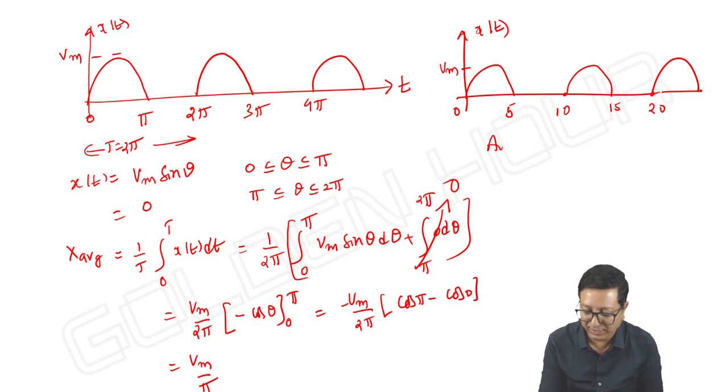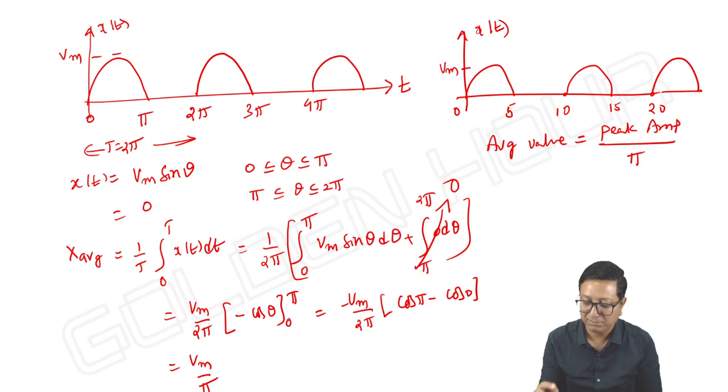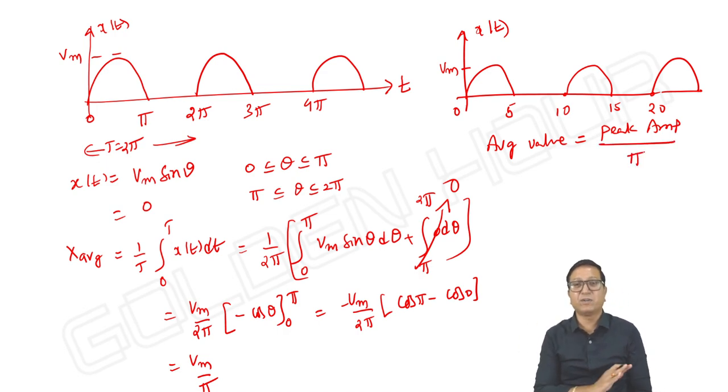Its average value is equal to peak amplitude by pi. Blindly we can write. We need not look at the time period. These are all some basic points to observe.